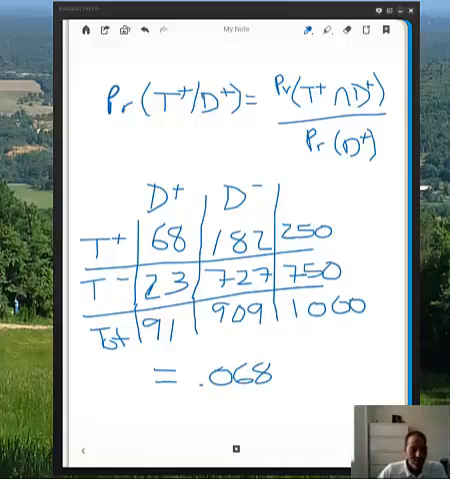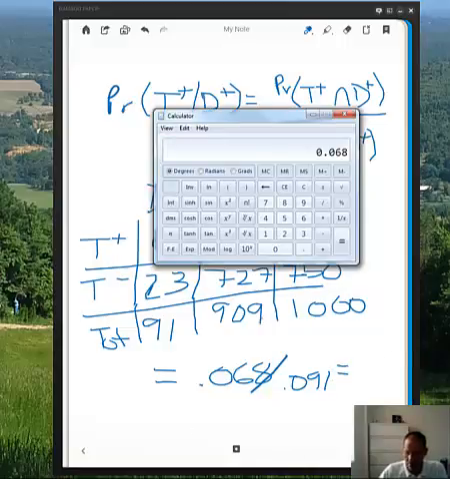We have our value of... I didn't mean sensitivity, I'm sorry. We have the intersection for the top, and now all we have to do to get the sensitivity is divide 0.068 by the probability of the disease, which we already know is 0.091, because 9.1% have the disease. So 0.068 divided by 0.091 equals 0.747, which is 75%.